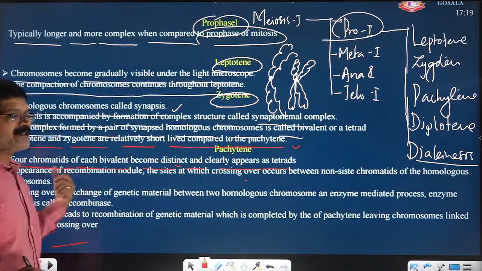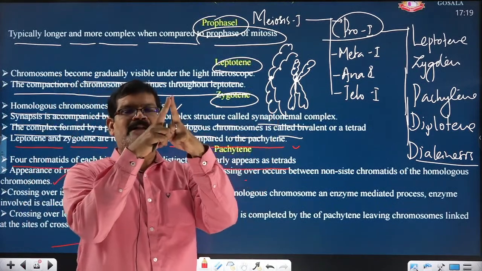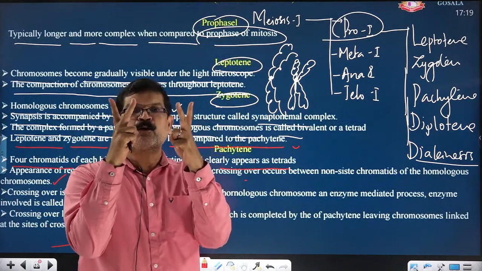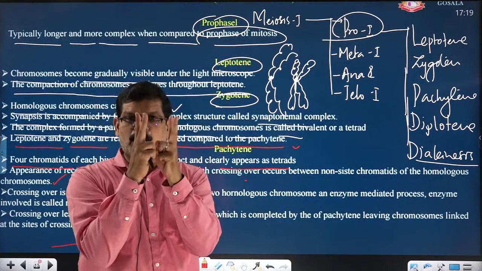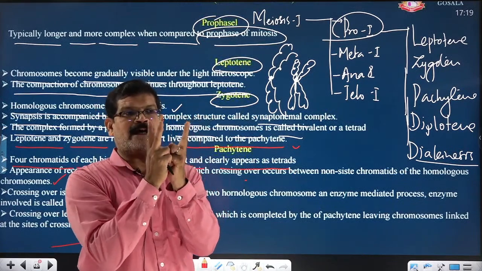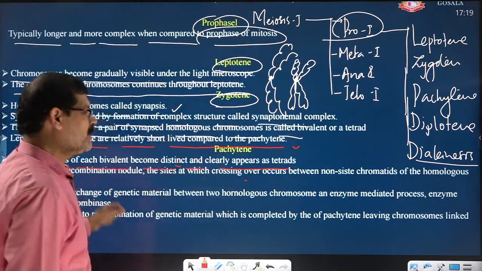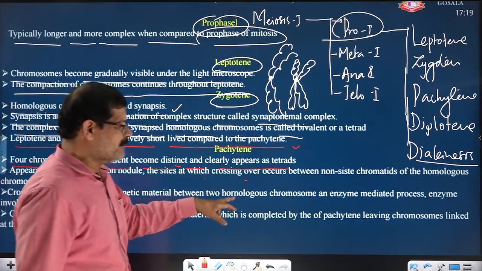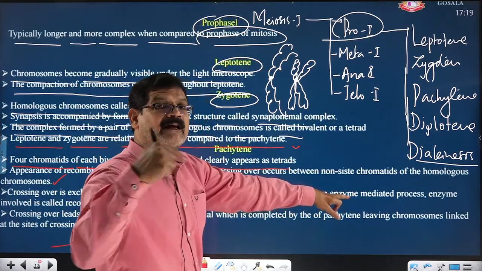You find what happens here. The crossing over will occur. After combining, what happens? The crossing over occurs between the 2 non-sister chromatids of the homologous pair. The non-sister chromatids of the homologous pair will be combining here. That is what occurs. Next, crossing over is the exchange of genetic material between the 2 homologous chromosomes, and it is an enzyme mediated process.